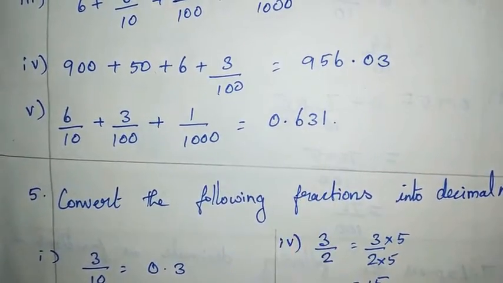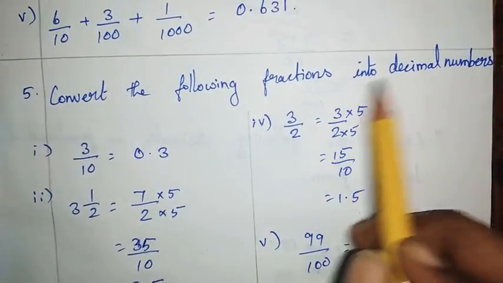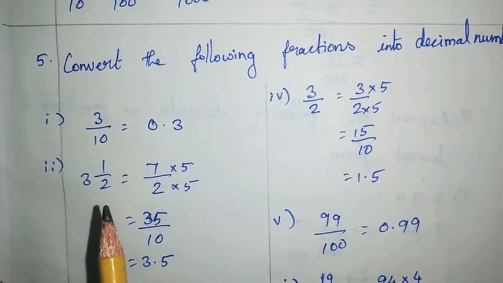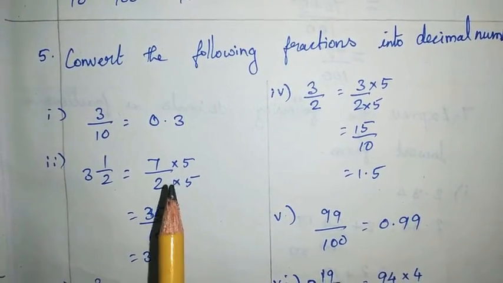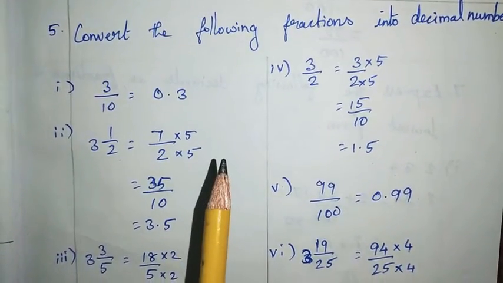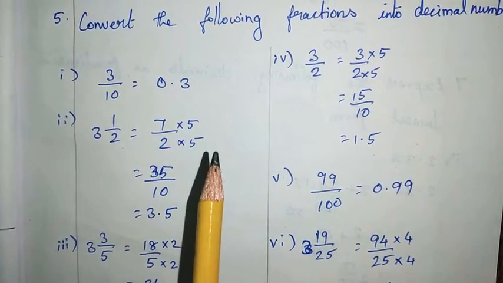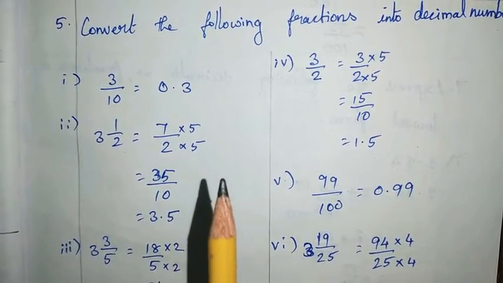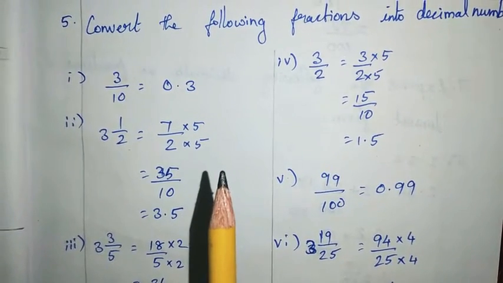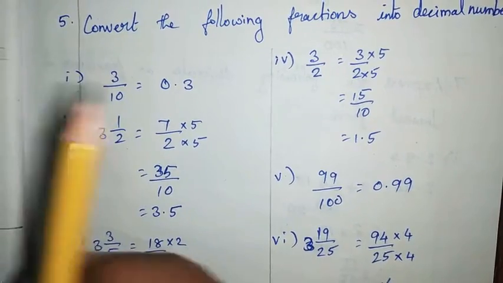Fifth sum: convert the following fractions into decimal numbers. Here the fractions are given. You have to convert them into decimal numbers. To convert a fraction to a decimal number, we first have to check the denominator. The denominator has to be a multiple of 10. If it is any other number, you first have to change the denominator into a multiple of 10 as an equivalent fraction. Then you have to write it as a decimal number.